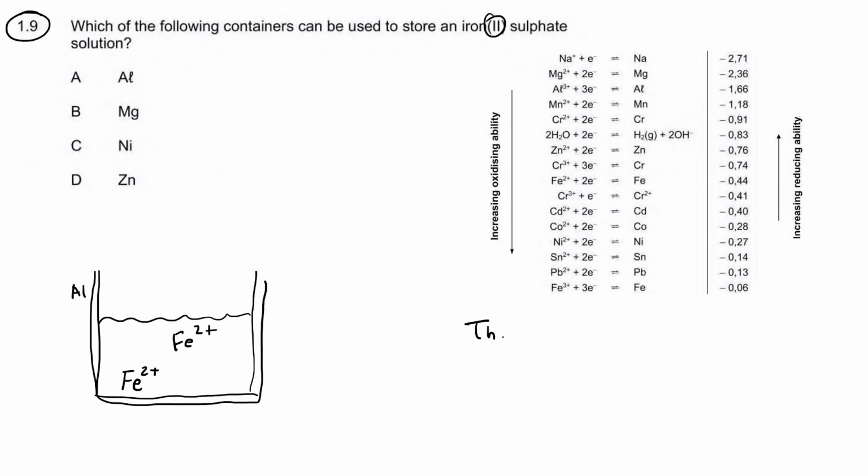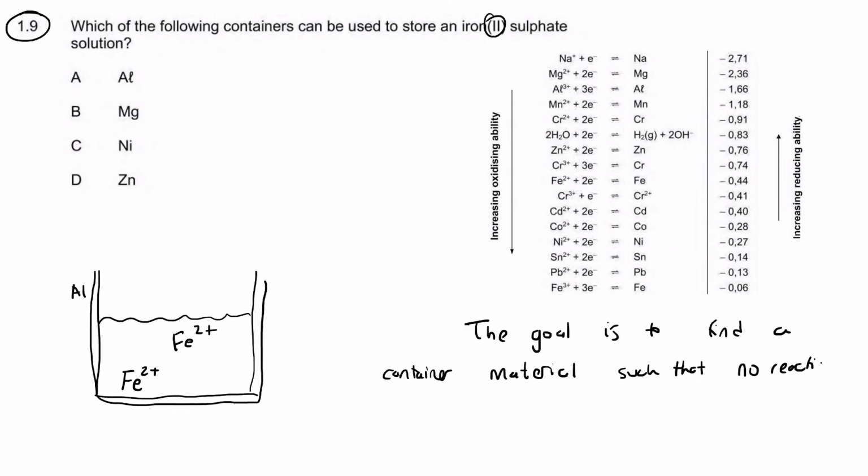So the goal is to find a material, let's say a container material, such that no reaction takes place. Okay, so let's start with aluminium.